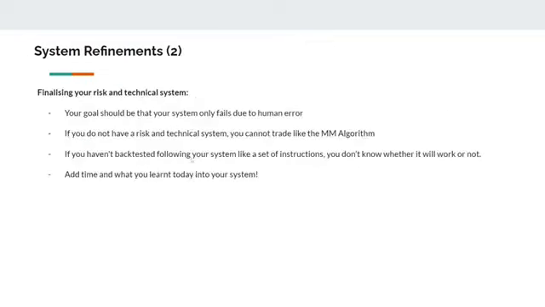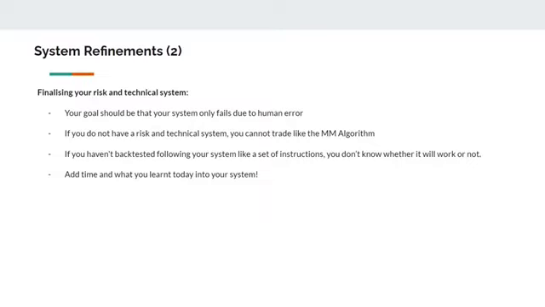Okay. System refinements, just to sum up our system refinements, your goal should be that your system only fails because of human error. Now that's a very, very tough goal to reach. Of course it is very tough to reach. But you have the tools, you have the equipment, and that's the larger goal that you should be chasing. If you do not have a risk and technical system, you cannot trade like the market maker algorithm.